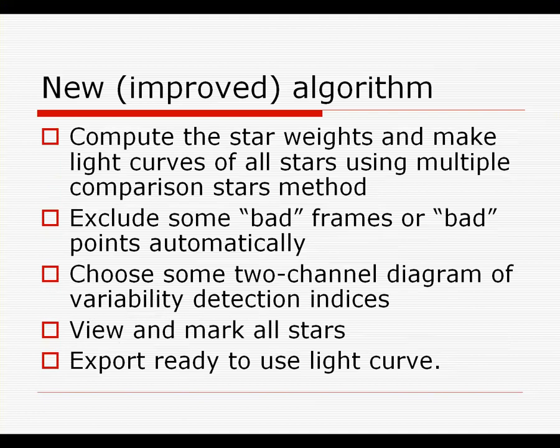The next step is to compute the star weights and make light curves for all stars in the field of view using the multiple comparison star method. Then the bad frames and bad points are excluded automatically. Then the user can choose some two-channel diagram of the variability detection indices, view all outlying points, view light curves corresponding to these stars, and then export ready-to-use light curves.